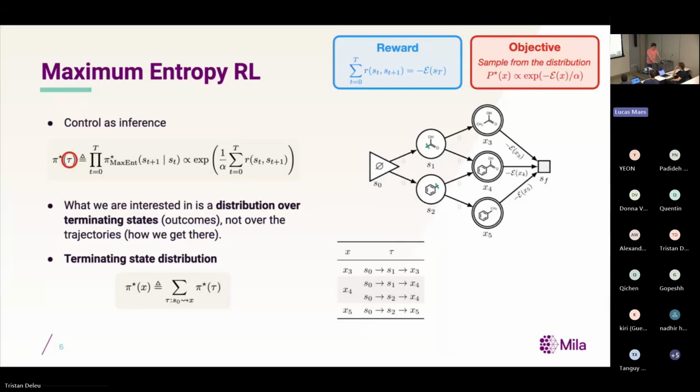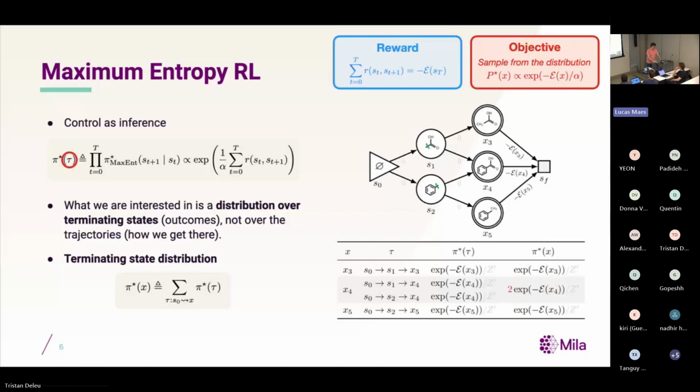Here, if we take the optimal policy under maxent RL for each different trajectory, then from what we saw in control as inference, it's going to be equal to the exponential of minus the energy. When we marginalize over the terminating states, we end up with a bias for terminating state x4, because we're summing two different trajectories going to x4. So this does not match the Gibbs distribution that we want, because we don't want to have this two in front of it. The key question is: what can we do to remove this bias?